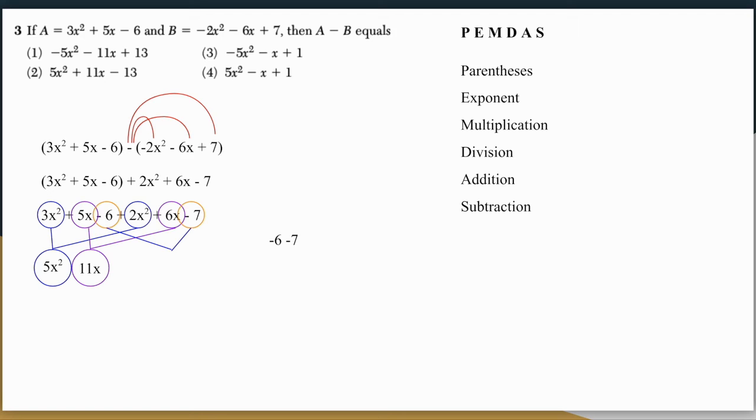Negative 6 minus 7. We have to do keep, change. So negative 6 stays the same. Change the minus sign to plus, and change the sign of 7 to negative 7. Negative 6 plus negative 7 gives you negative 13. So we're going to write this negative 13 here. Now we're going to combine everything. How do we combine that? We're going to keep the sign of the term. So this is a positive 11x, so we're going to put a plus here. This is negative 13, so we're going to put a minus here, to get the final answer of 5x squared plus 11x minus 13, which is answer choice 2.